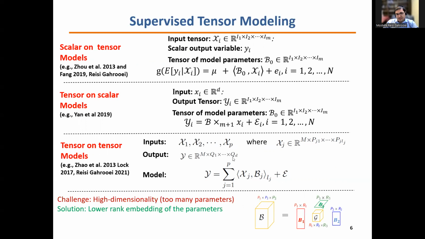The main challenge in these modelings with tensors is high dimensionality of the parameters. And the solution to this is often low-rank embedding of the parameters. For example, one can represent the parameters by a set of factor matrices. And now estimating the parameter tensor transforms into estimating the factor matrices.